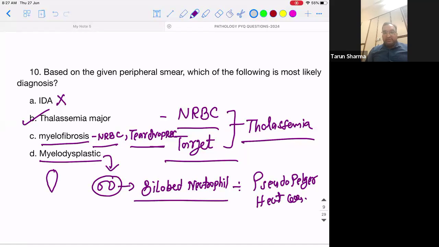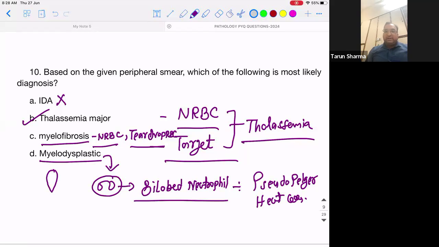Pseudo-Pelger-Huët cells. Whenever bilobed neutrophils are given to you in the options or in the picture, the answer will be MDS, myelodysplastic syndrome. In the bone marrow, there are many cells which can show dysplasia, but I'm not going into the details. So you have to remember, this is homework again for you.